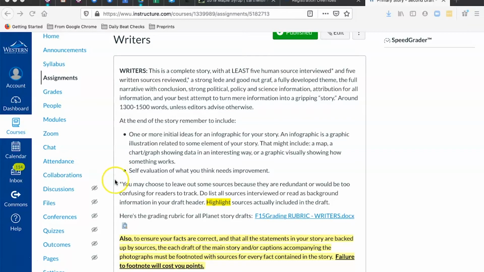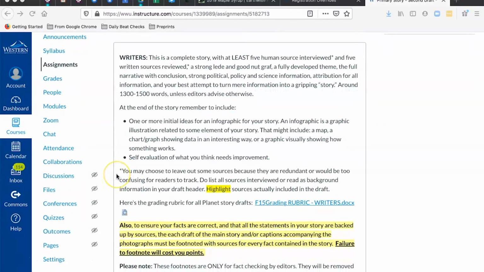As I noted earlier, you don't have to include all 5 written and human sources in your story, but I really want you to try, as long as it makes sense to have them in there. If you have somebody who just doesn't have any connection to the actual story, don't include them, needless to say. But this should be a story that's really rich in sources and information.